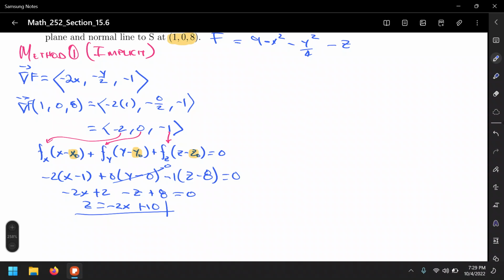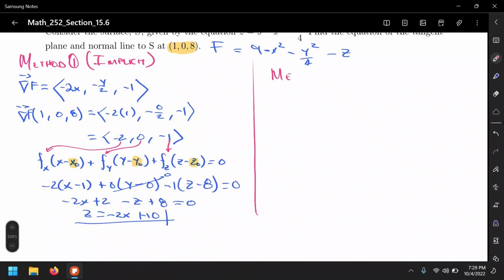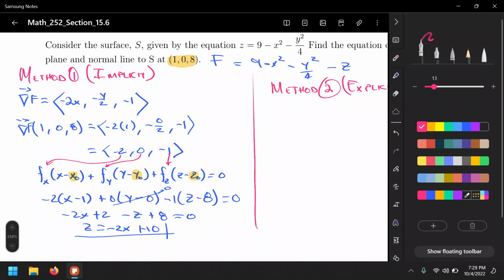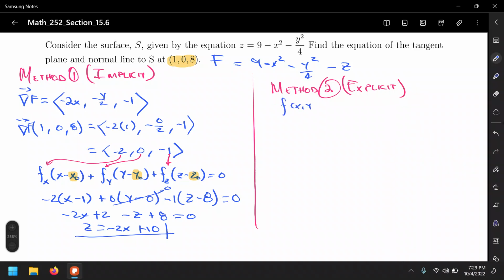All right, so that being said, let's go about method 2. Explicit. For the explicit function, we're given this as f of x, y, because z is a function of x and y. That's 9 minus x squared minus y squared over 4. And we can find the gradient for this, which in this case is negative 2x and negative y over 2.